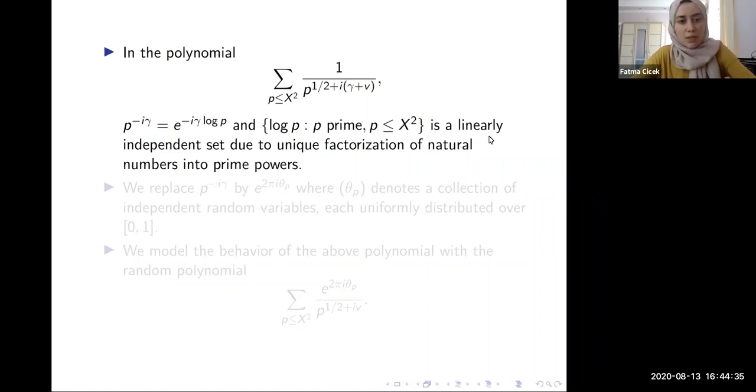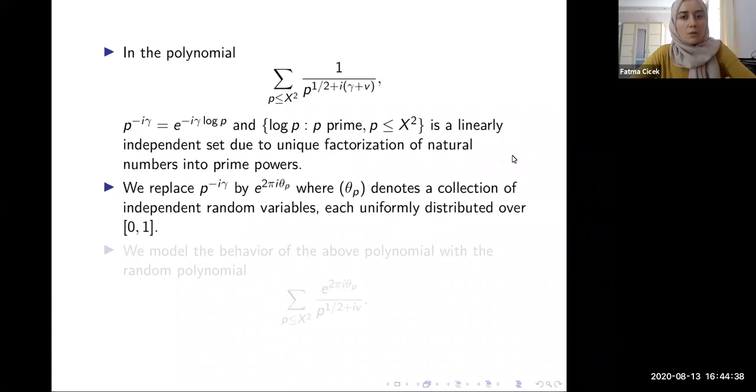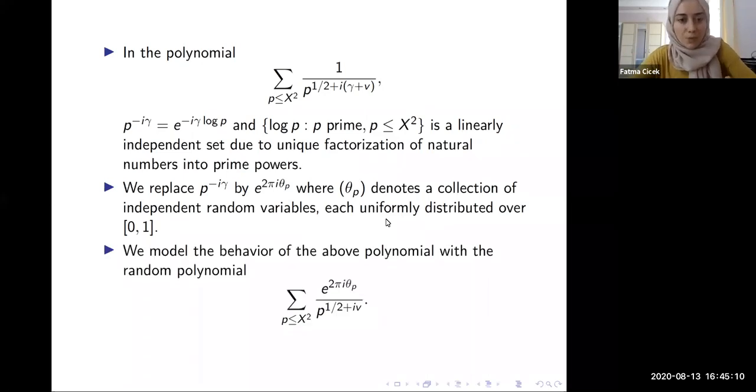Since log p is linearly independent, we try to approximate p to the minus i gamma by a random variable that looks like e to the 2 pi i theta p. This e to the 2 pi i theta p will be uniformly distributed on the unit circle. We write it this way, where theta p is uniformly distributed over the interval 0, 1. And for different primes p, the theta p's are independent random variables. So instead of considering this Dirichlet polynomial, we look at this random polynomial that we see here.